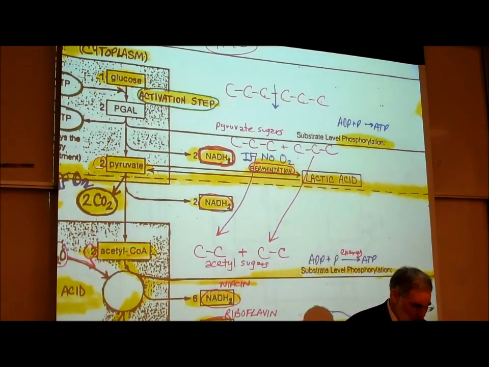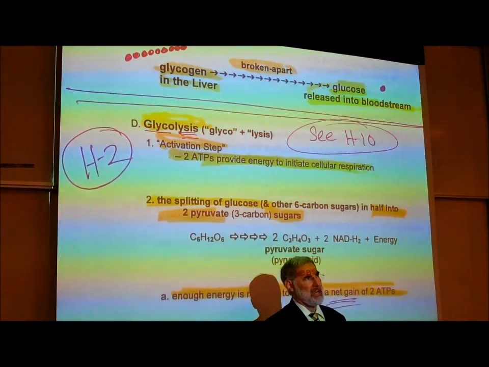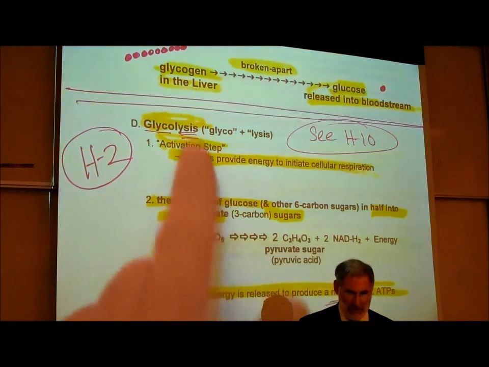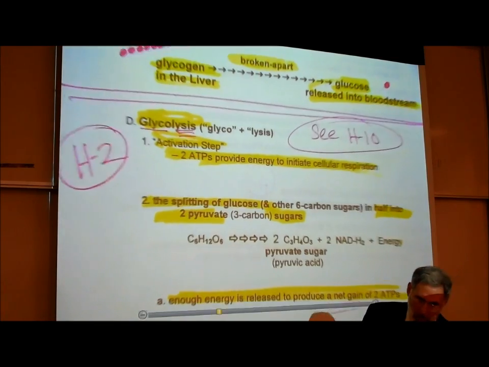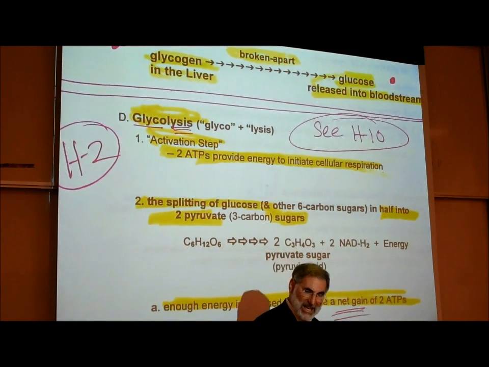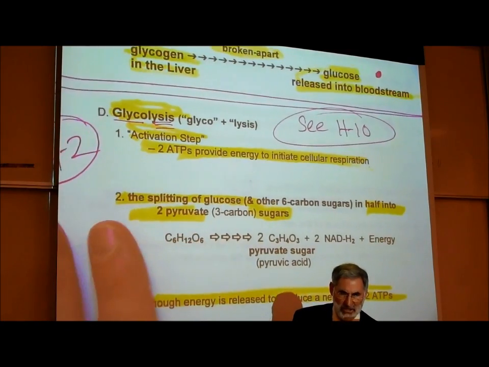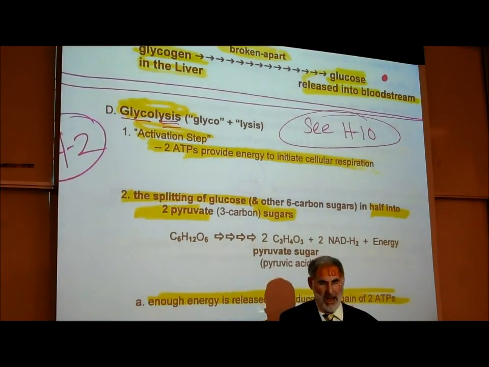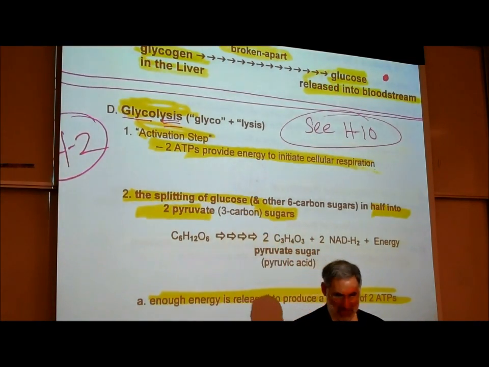All right, let's summarize what I've just been talking about by going back to page H2. So back on page H2, we've been talking about glycolysis. What does glycolysis mean? To break apart glucose. That's literally what it means. The first step was the activation step. That's where 2 ATPs provided the initial energy to initiate or begin this process. In glycolysis, the glucose and other 6 carbon sugars are split in half into 2 pyruvate sugars. Each pyruvate sugar is 3 carbon atoms big.